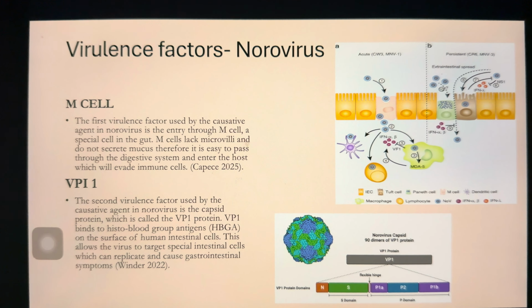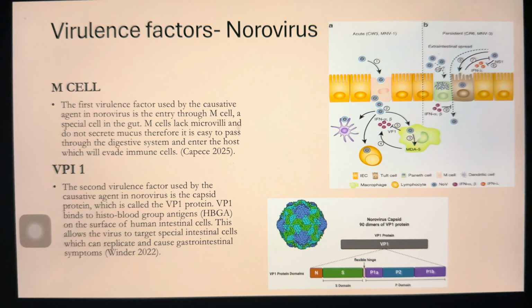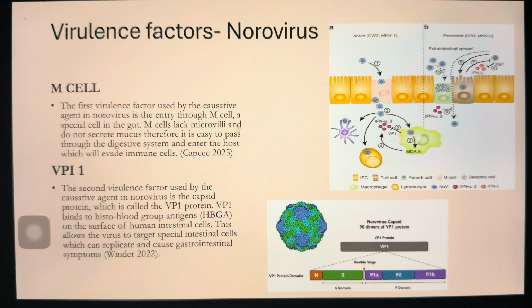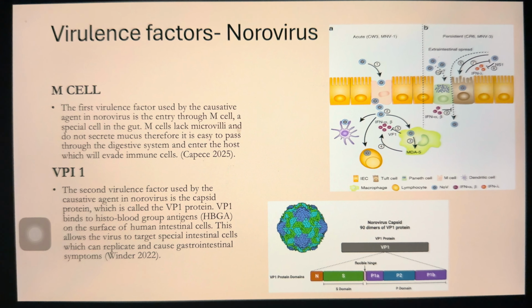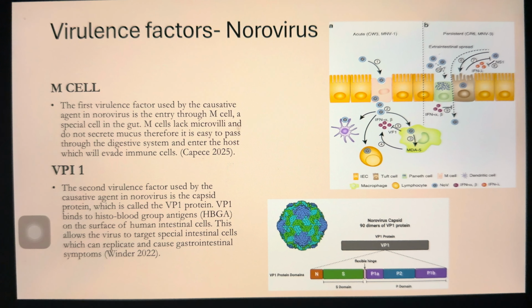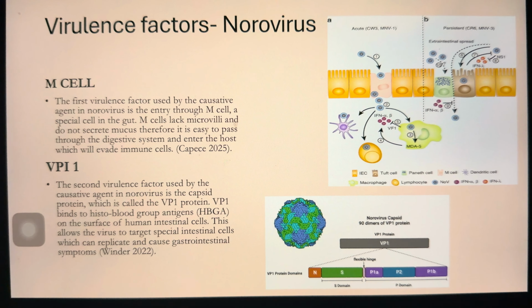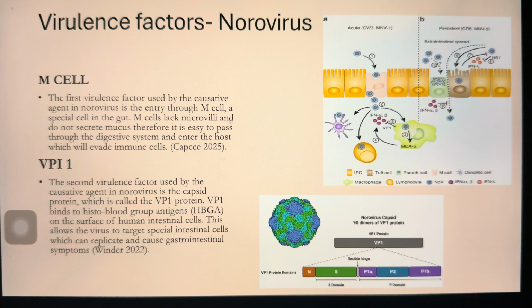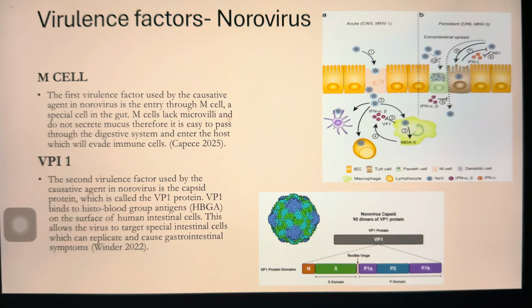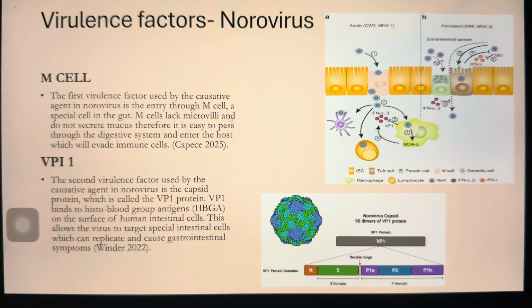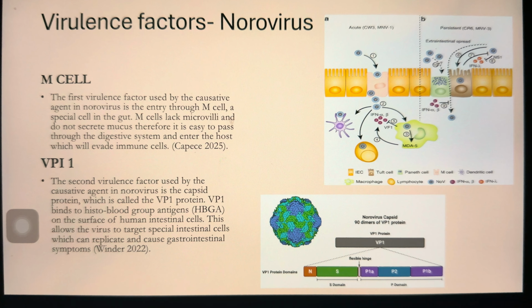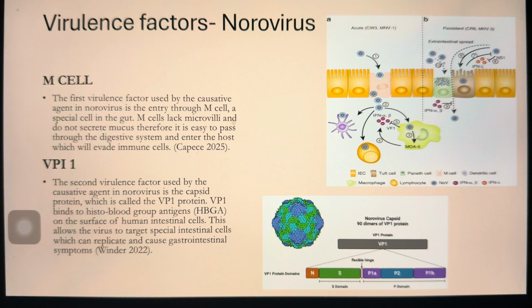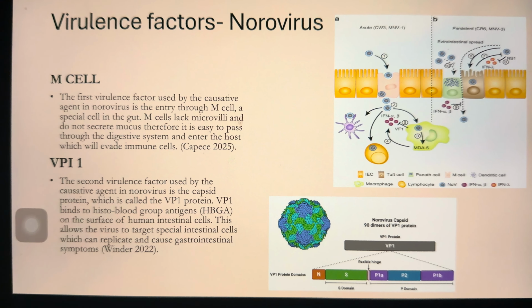The first virulence factor is called the M cell, which is a special cell in the gut. M cells lack microvilli and do not secrete mucus, therefore it is easy to pass through the digestive system and enter the host. The second virulence factor is in a capsid protein called VP1 protein. VP1 binds to histo-blood group antigens on the surface of human intestinal cells. This allows the virus to target special intestinal cells which can replicate and cause GI symptoms.